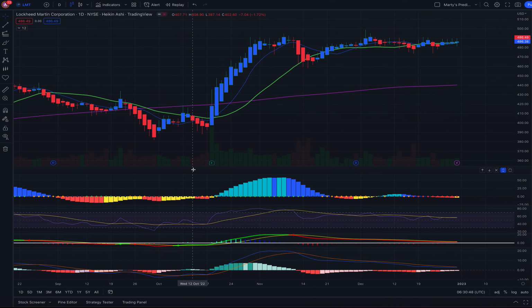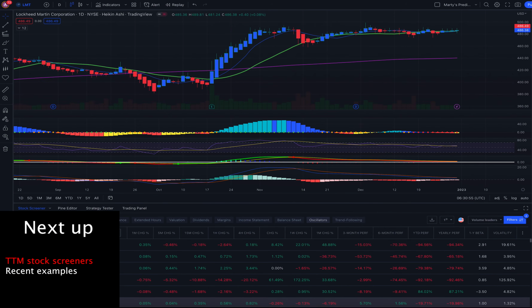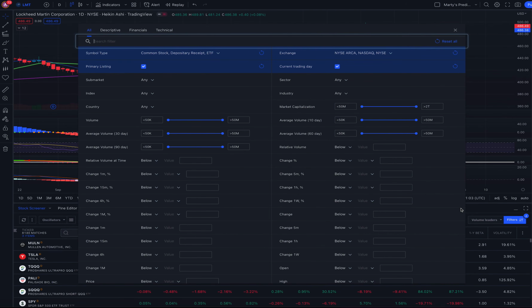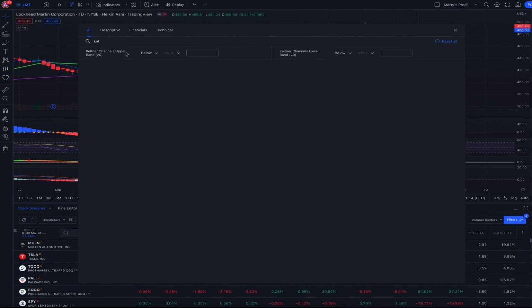A TTM squeeze. So in TradingView, the way you do that is you go down to the stock screener tool at the bottom of your screen. And on the right, there is a filters button. So go ahead and just click that. And then what you're going to need to do is actually search for Keltner channels, upper band and lower band. And just as we talked about in the beginning of the video, we're going to need to put the Bollinger Band inside of that.